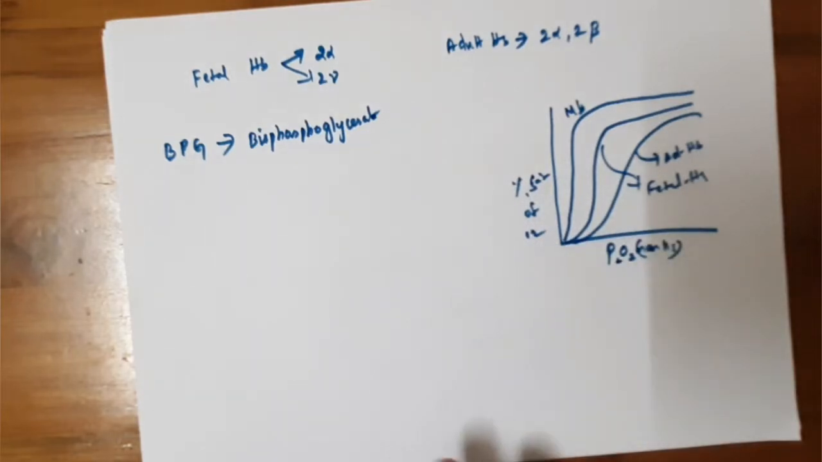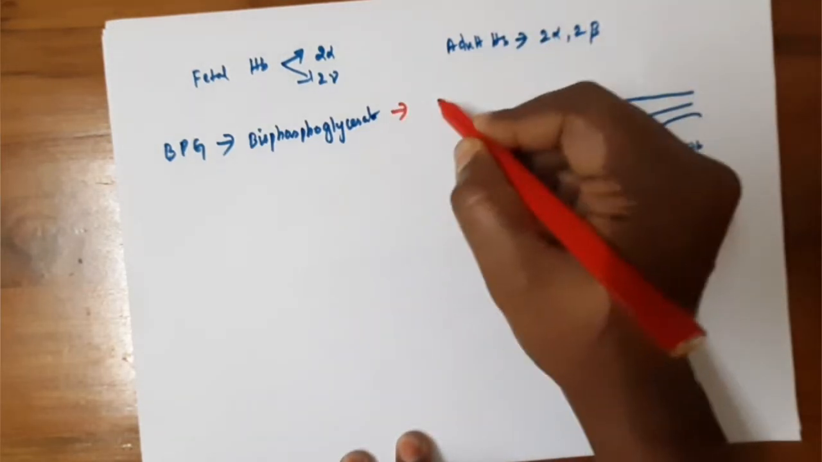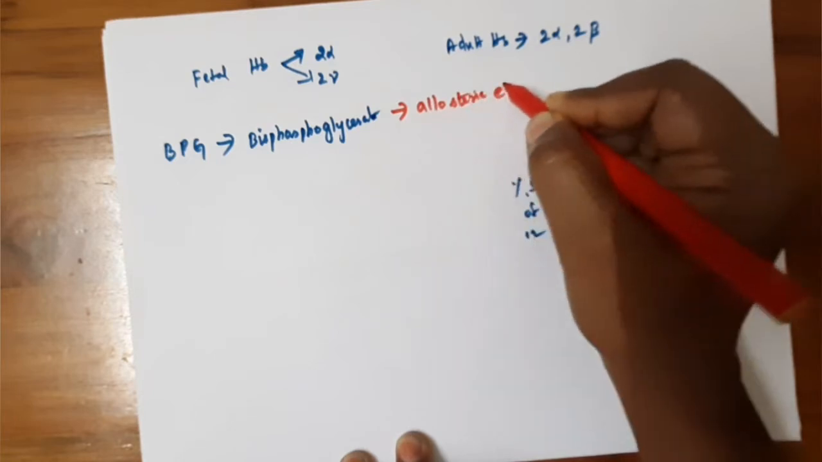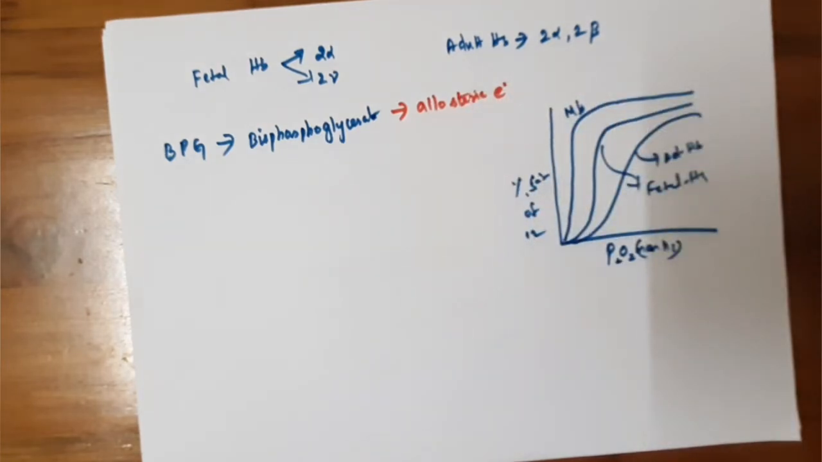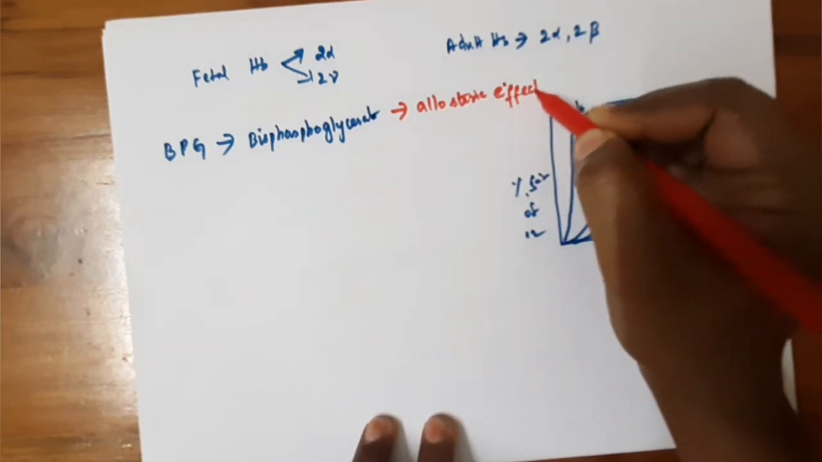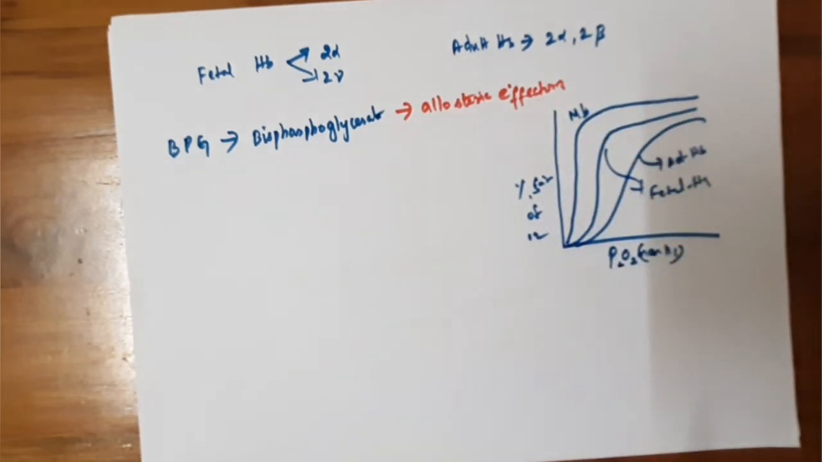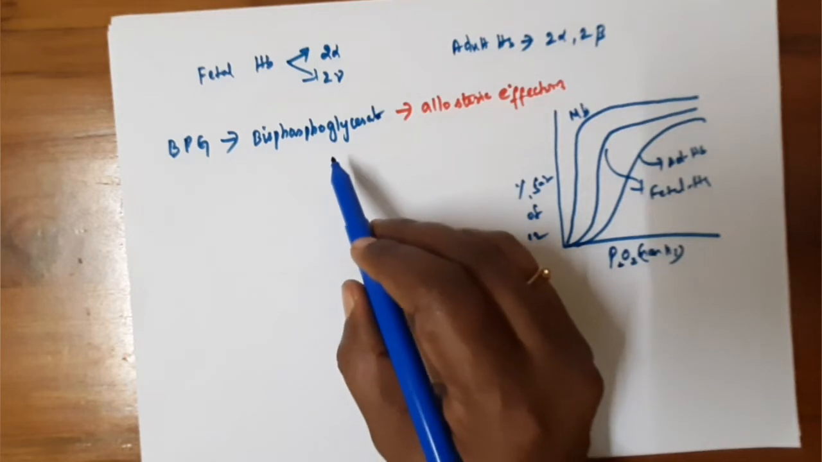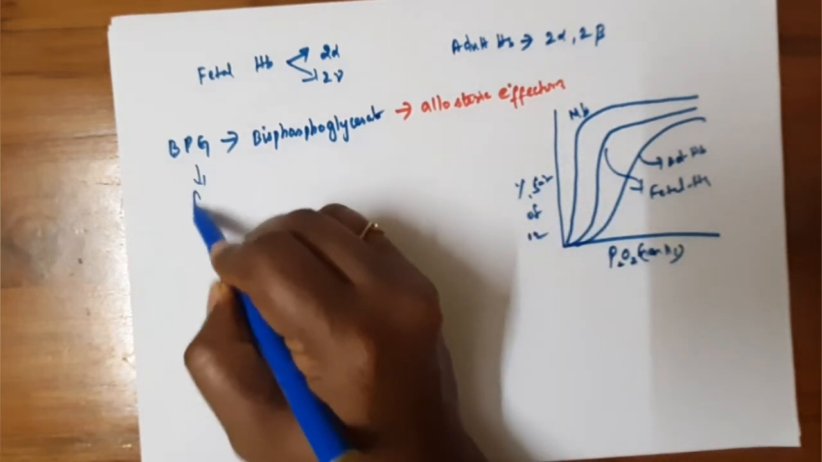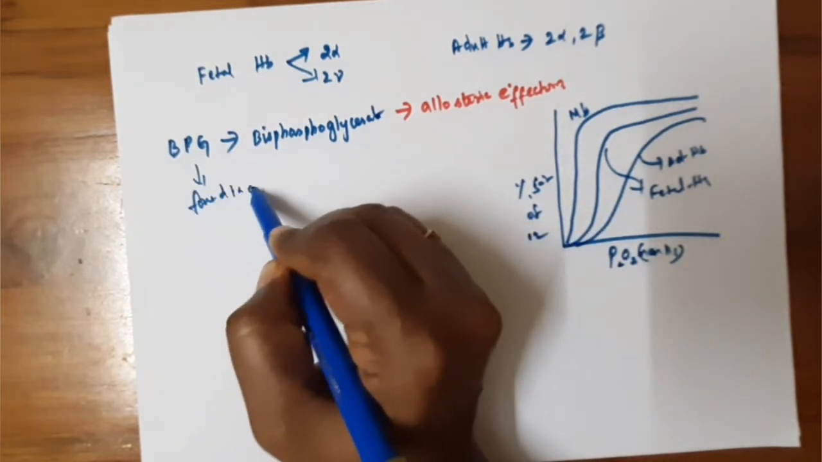Bisphosphoglycerate, which acts as an allosteric effector. So this bisphosphoglycerate is a naturally occurring molecule found in the cells.